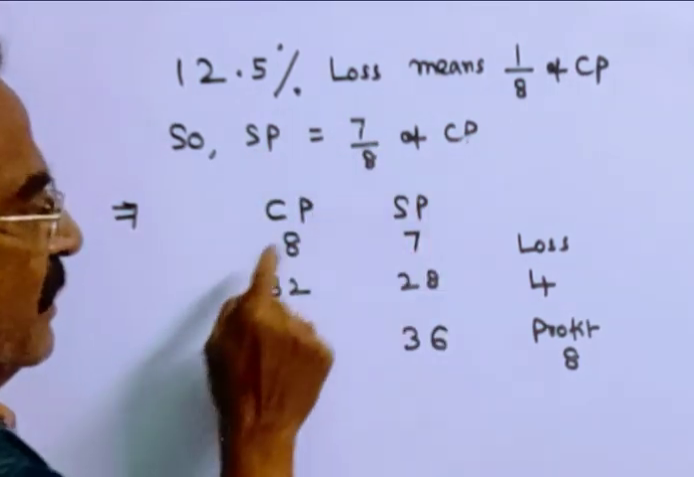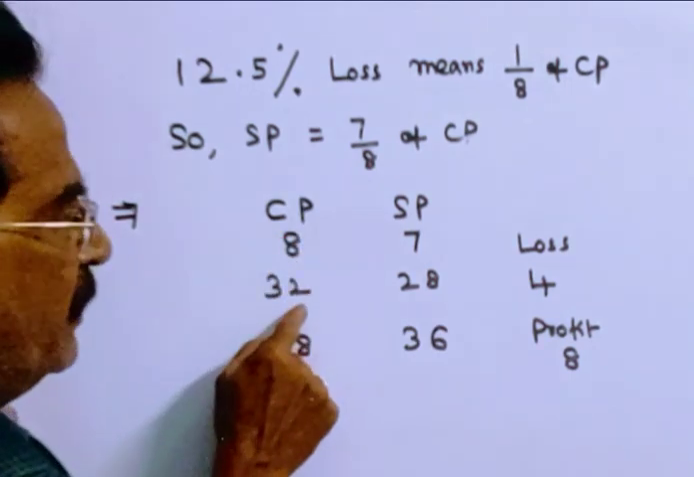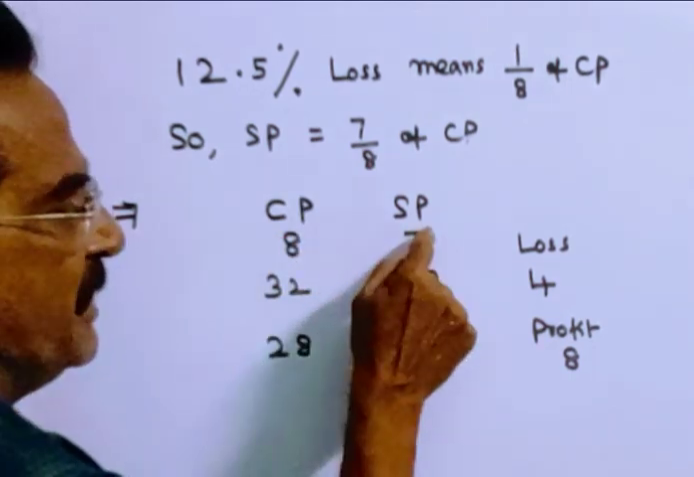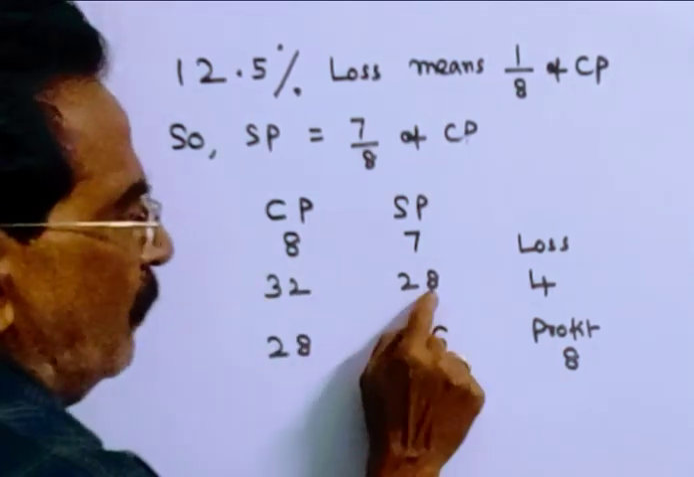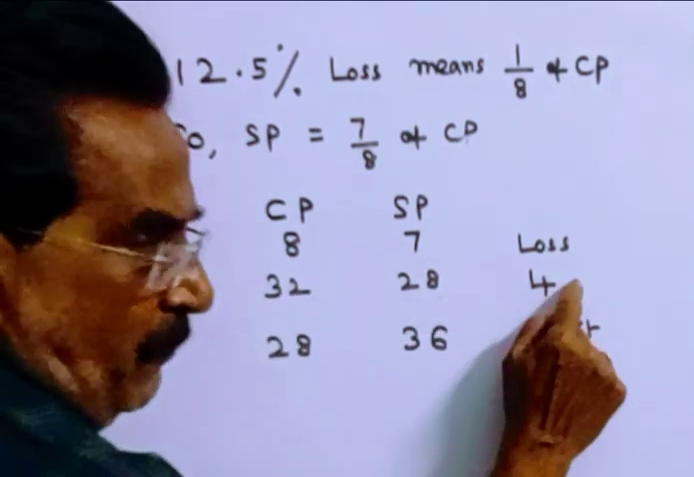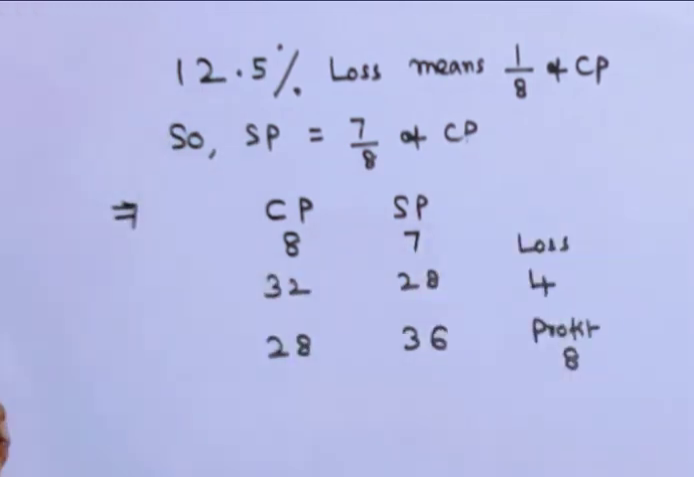In other words, 8 times 4 is 32. If the cost price is 32, the selling price is 4 sevens 28. Here the loss is 4.